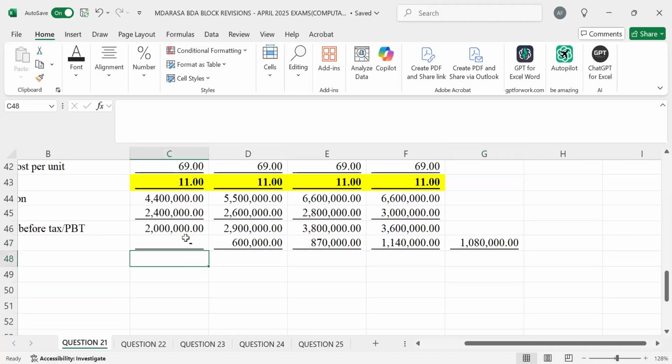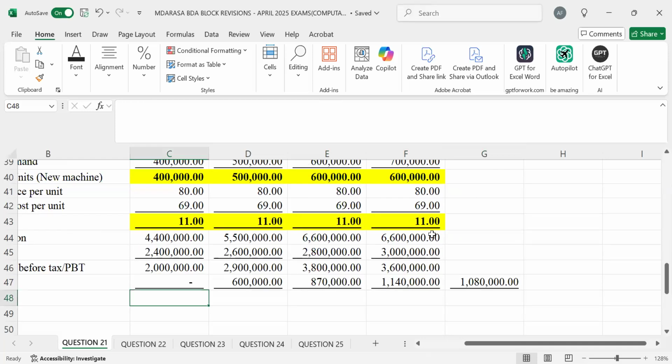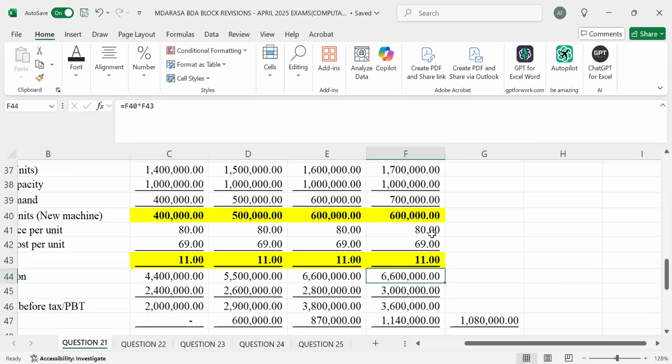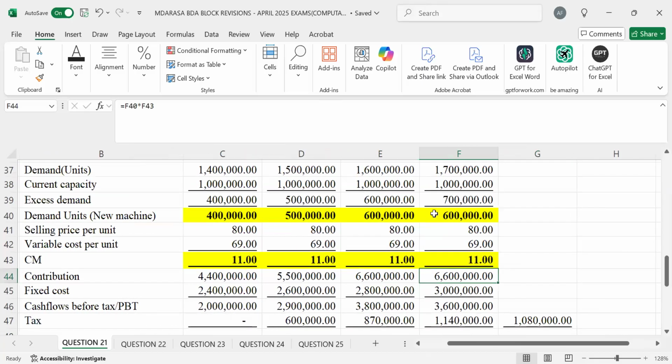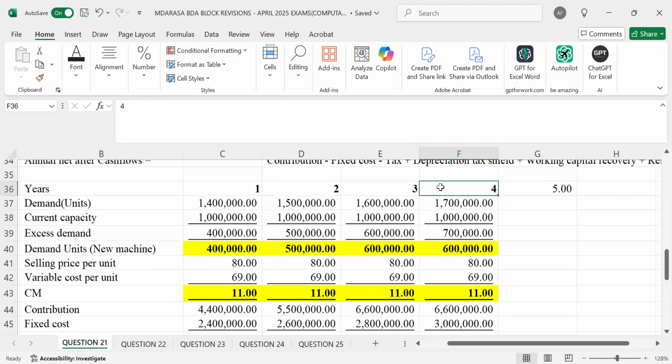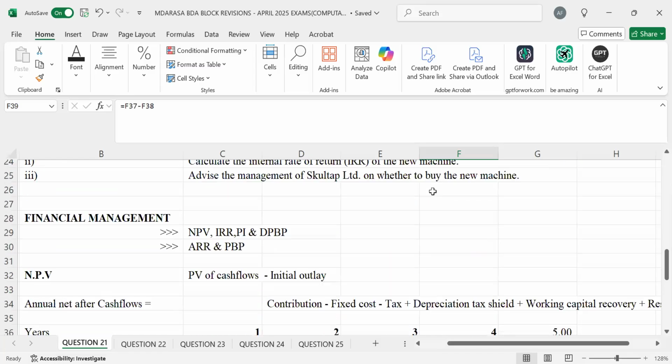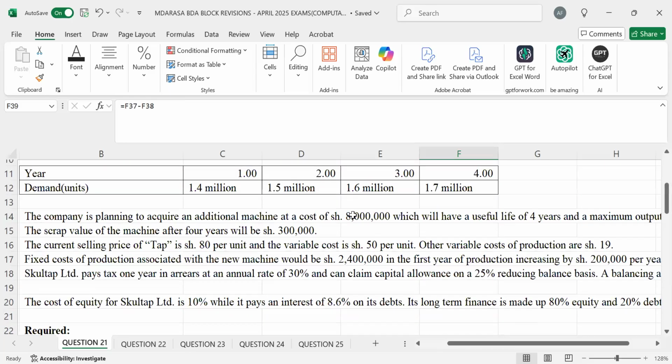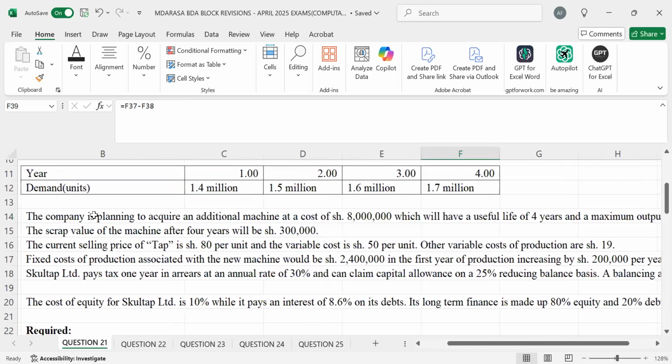Sorry. Yes. I mean the contribution for year 4. Is it supposed to be the same as year 3 or is it supposed to be different? That's why you say at this point, look at year 4. Year 4, what was the excess demand? It's 700,000. And what were we told? What was the maximum capacity that this new machine will give us?